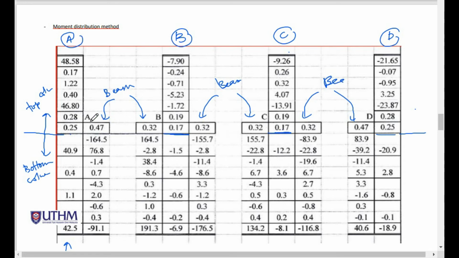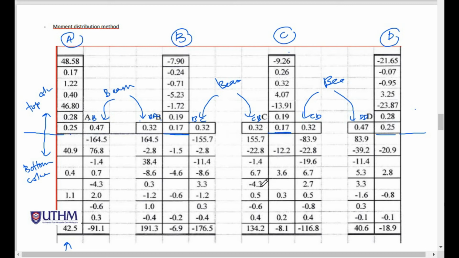So here is beam AB, here is beam BC. This one represents AB, BA, BC, CB, CD, and also DC. So this is how to read this arrangement. Please imagine that all values inside here are empty. There is no value here.